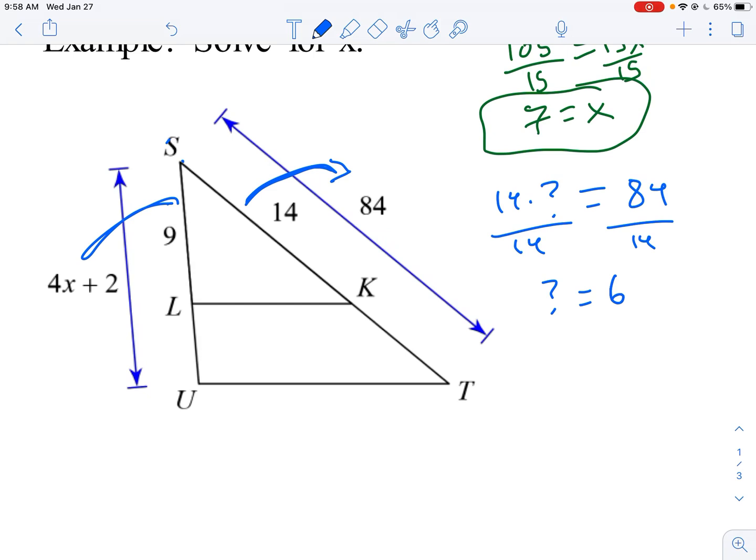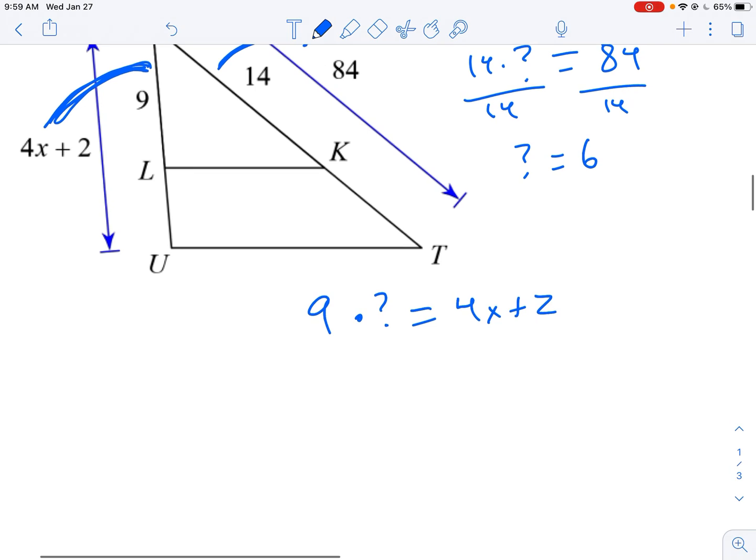So now that I know that, I can set up an equation using 9 and my 4x plus 2. It's going to times by my scale factor. So 9 times scale factor is the big one. So 9 times 6 is 4x plus 2. 9 times 6 is 54.